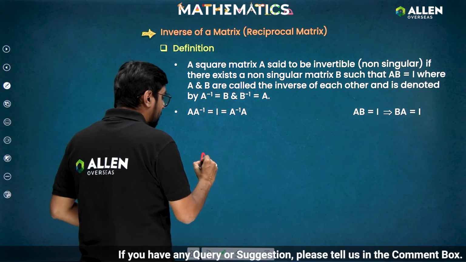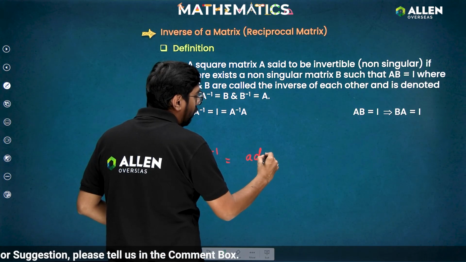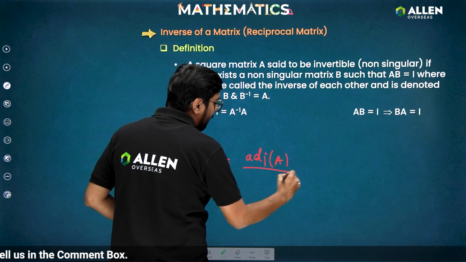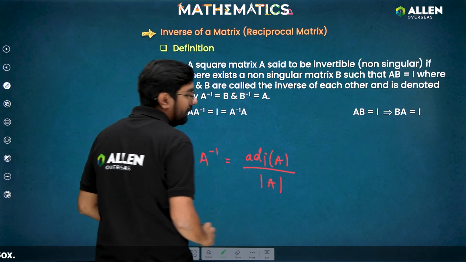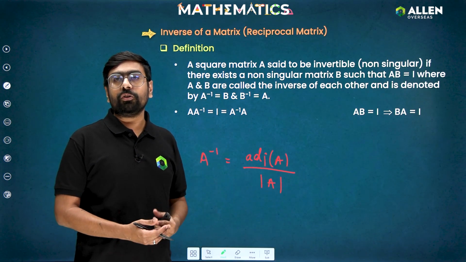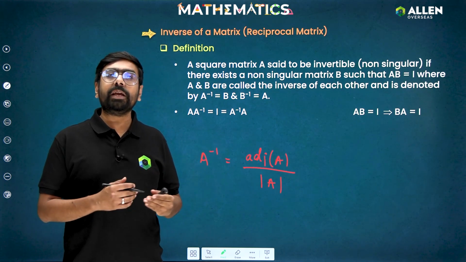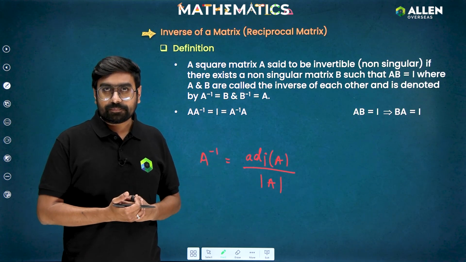The inverse, if I am writing A inverse, is nothing but adjoint of A divided by determinant of A. Now obviously, if determinant of A is equal to 0, then A inverse cannot exist. So that is why we said that A should be a non-singular matrix.